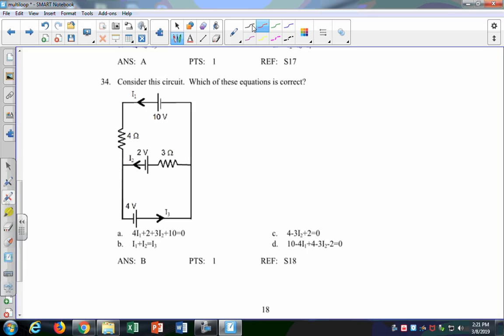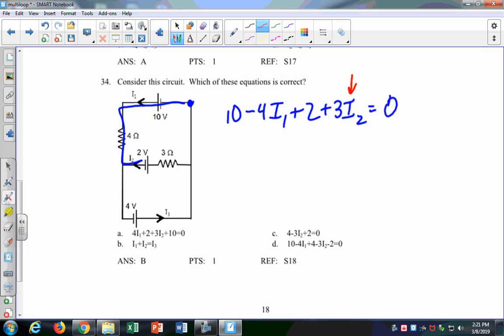If I use the top, let's start right here. I would have 10 minus 4I1 plus 2. What's that? Plus 3I2. And that's equal to 0. Now I'm looking for I2, but in order to know I2, I have to know I1. So I can't solve that. I'd have to have more information. What's an easier way to find I2?